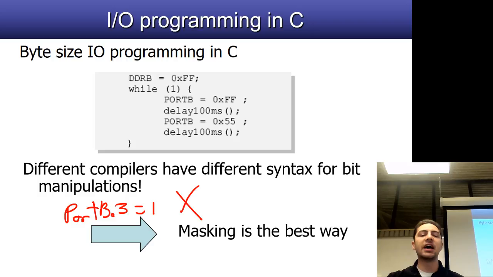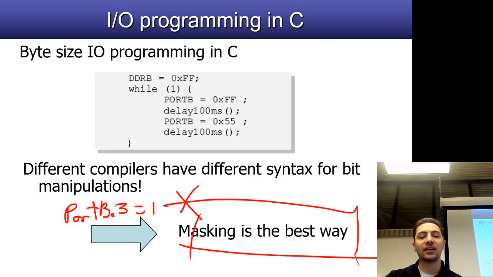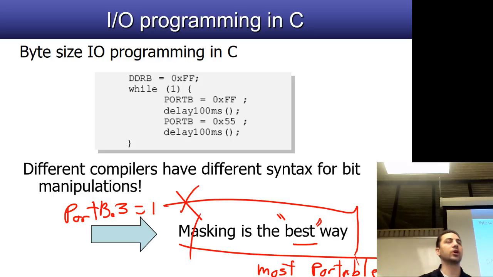So masking is definitely the best way, and it's the best because it's the most portable. If you've got microcontroller code that runs on an AVR and you want to move to a completely different architecture, let's say an Intel architecture, by doing it with masking, you don't have to worry about if the Intel architecture has an SBI or a CBI instruction. Doesn't matter. C is the common denominator between those two things. The compiler will figure out the best way to do it.